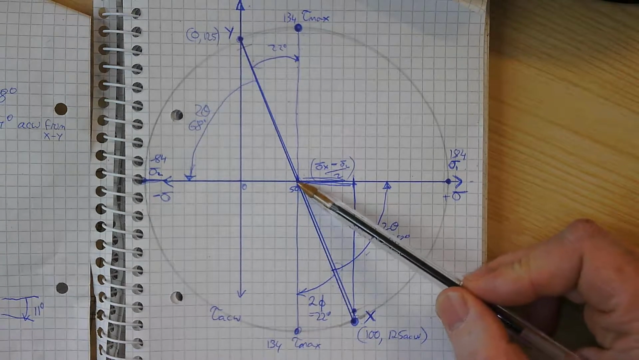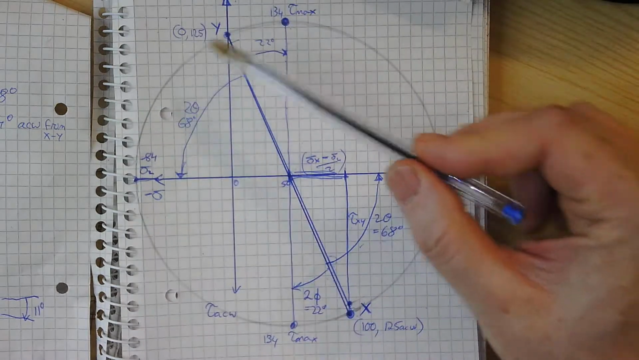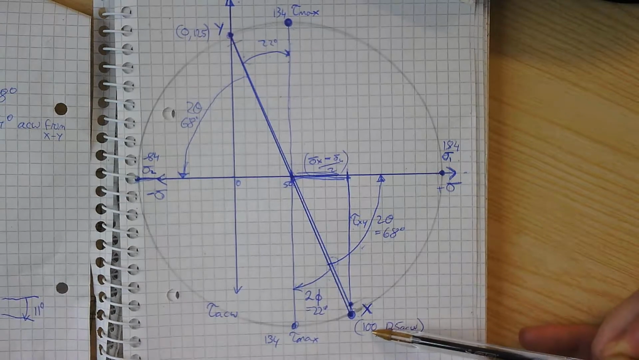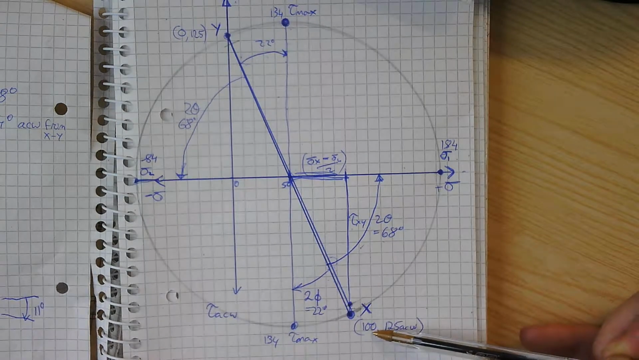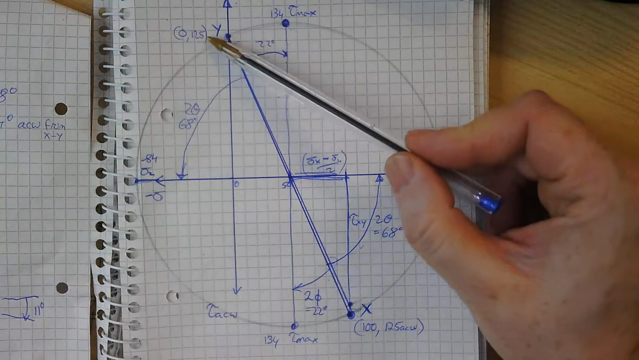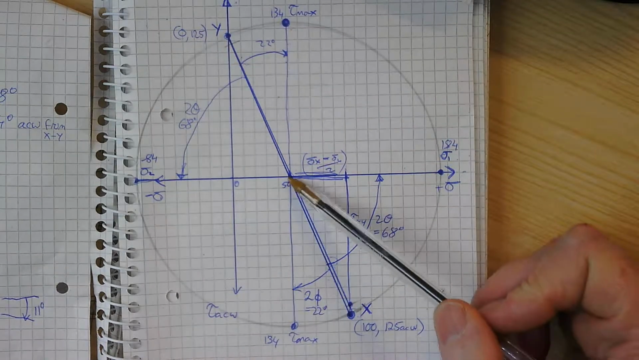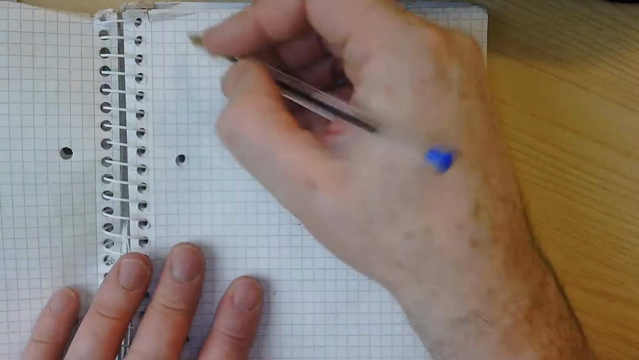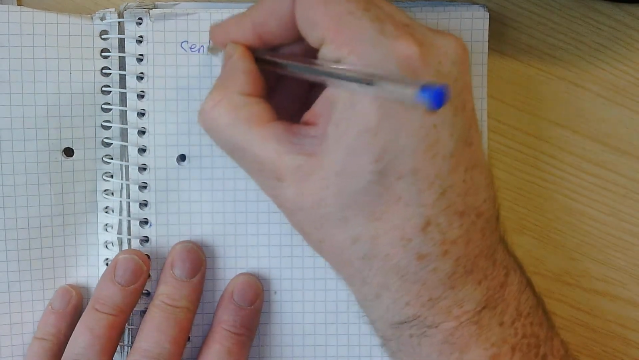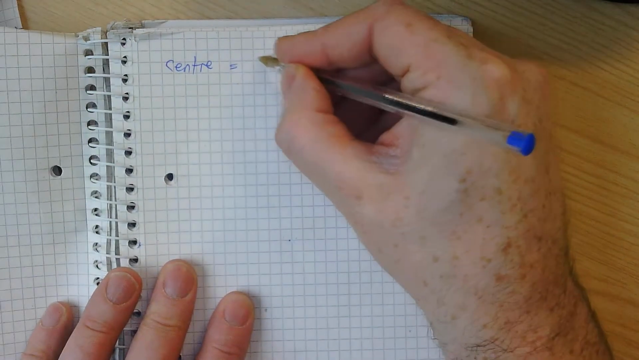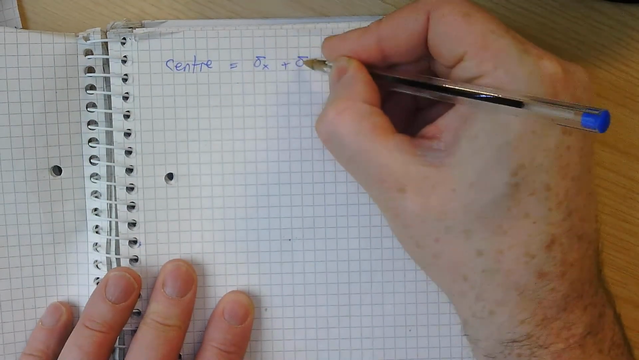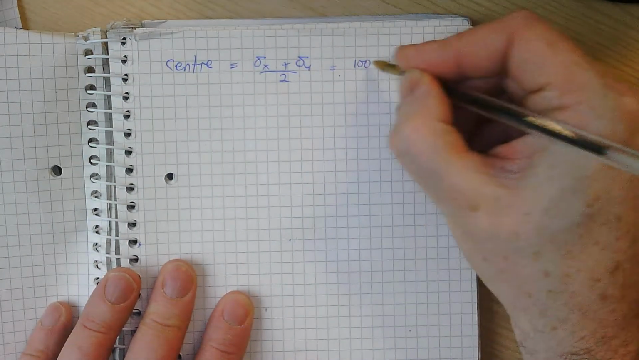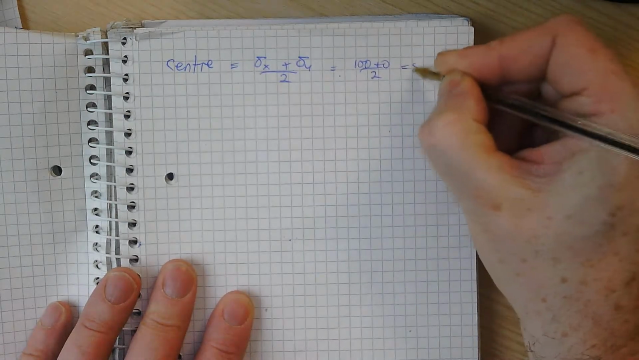So this 50 value here is the average of the y stress and the x stress. 100 is the sigma x, the normal stress in the x direction. 0 is sigma y. If you take the average of those two, it's 50, and that's the center of your circle. So the center would be equal to sigma x plus sigma y over 2, the average of them. In this case, that's 100 plus 0 over 2, which is equal to 50.